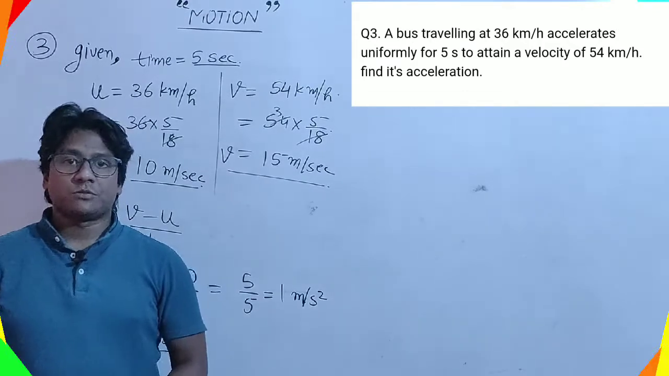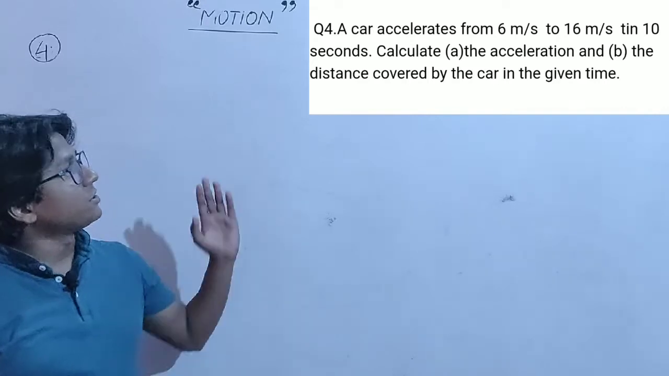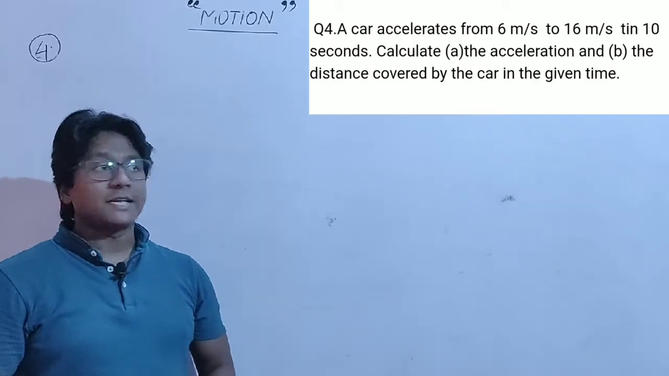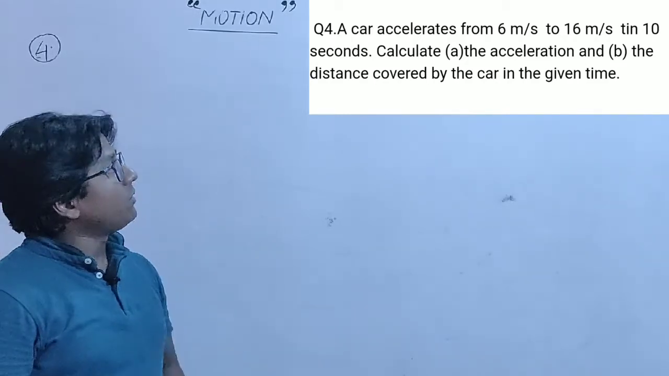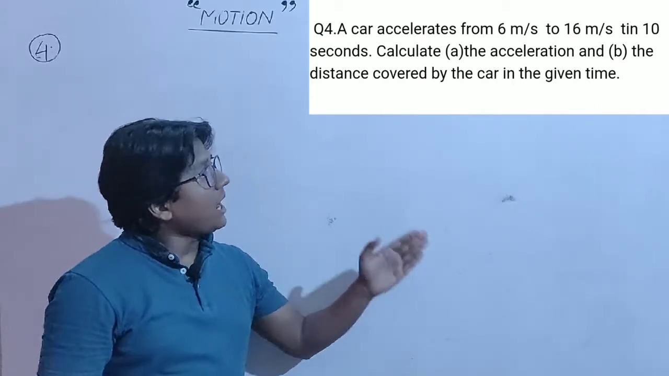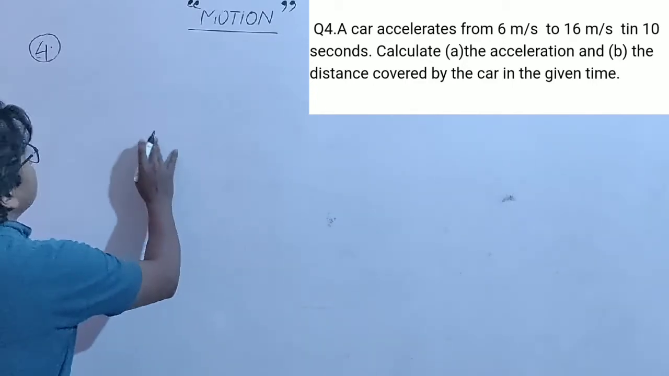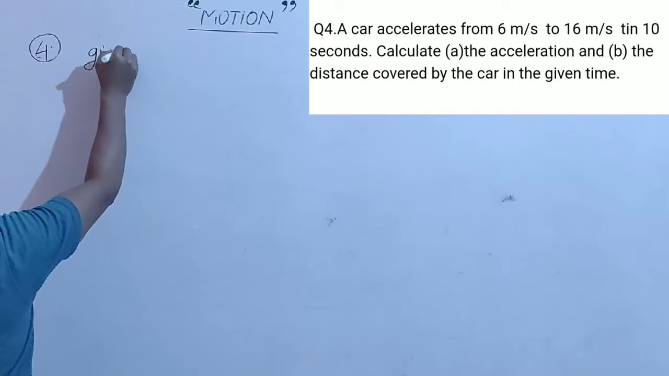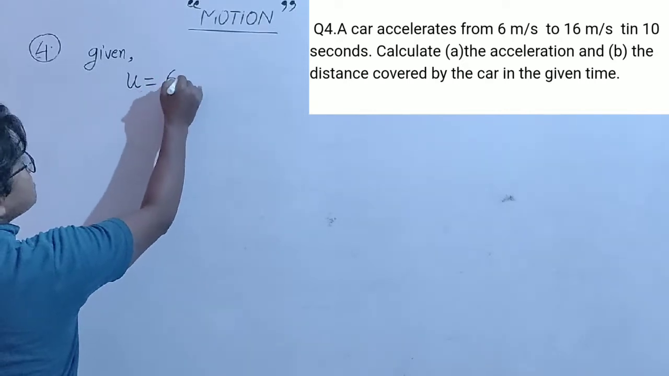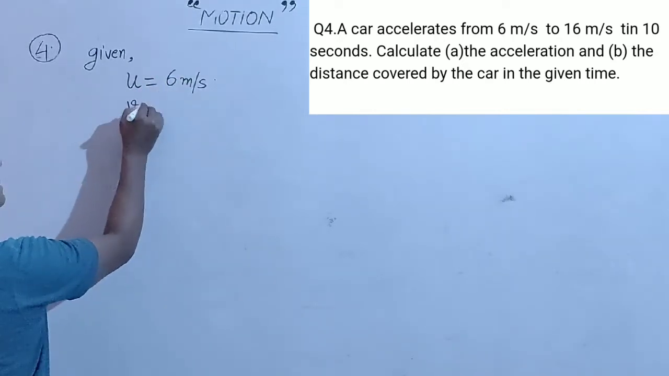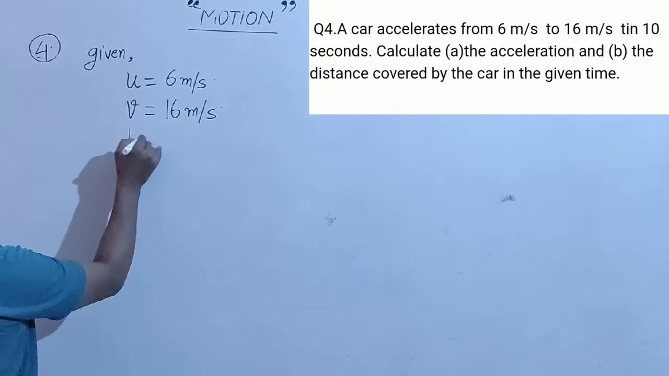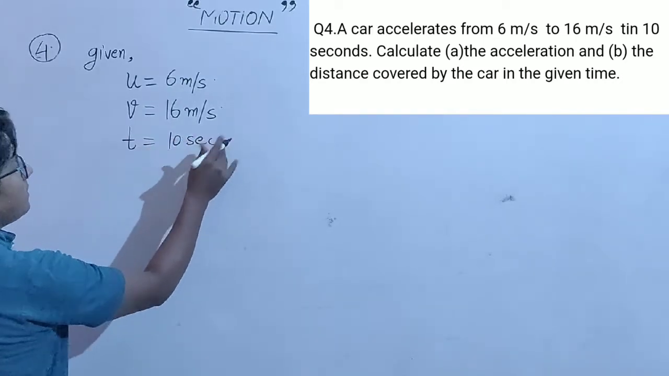Moving to our next question. The question is, a car accelerates from 6 meter per second to 16 meter per second in 10 seconds. We have to calculate first what is the acceleration of the car and second the distance covered by the car in the given time period. So write out the given data. It is given that initial velocity u is 6 meter per second, final velocity v is 16 meter per second and the time is 10 seconds.